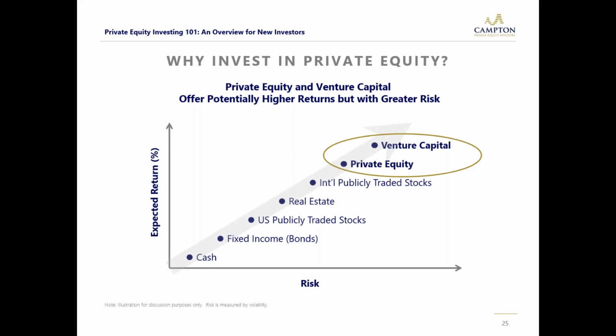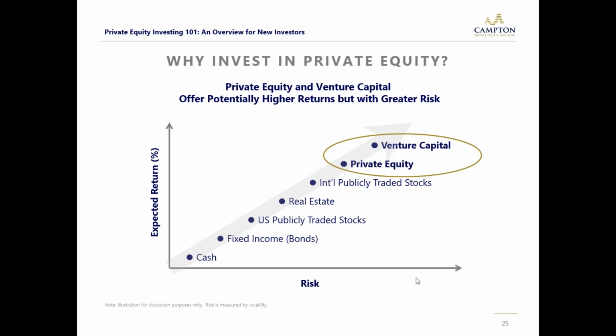The one last thing I want to mention is risk. What this chart tries to show is the return and risk profile for a variety of assets. At the bottom, we expect cash to have basically no return, but really no risk for owning cash. As you move up, you can see US publicly traded stocks. You expect a better return, but you also expect greater risk. And venture capital and private equity have the potential to provide significant returns, but you're also moving way out on that risk scale.